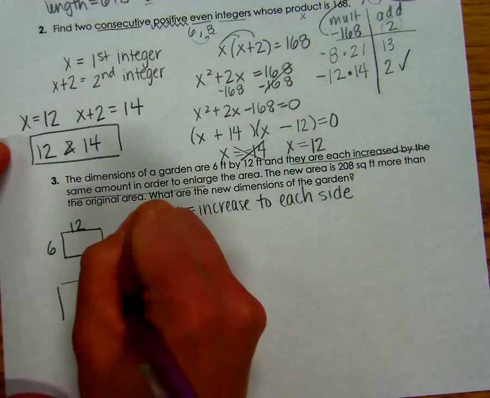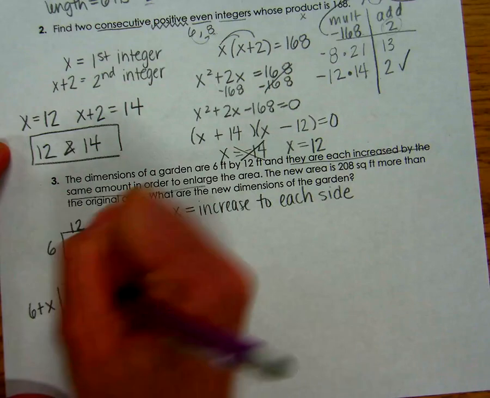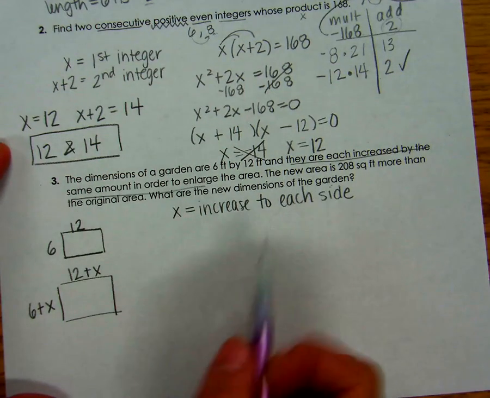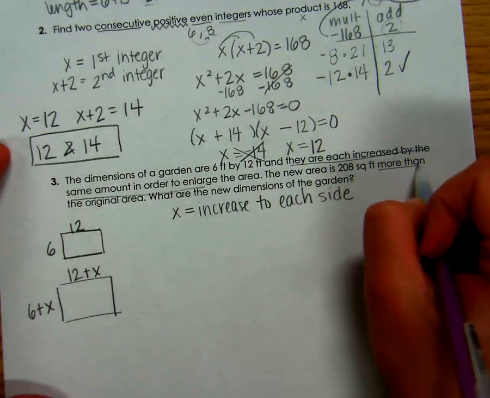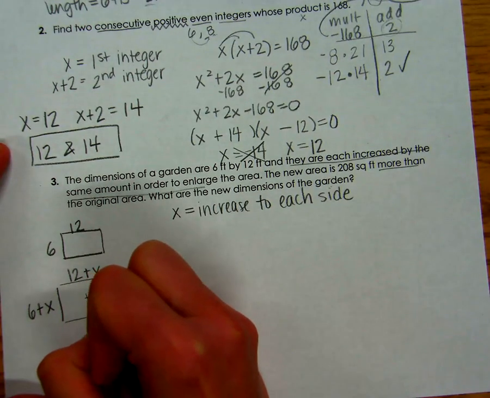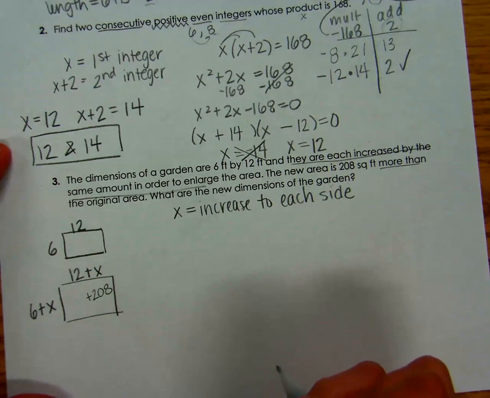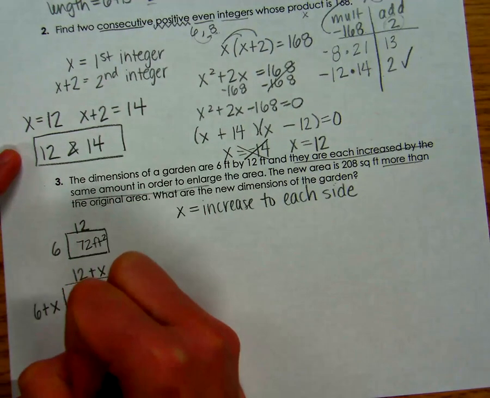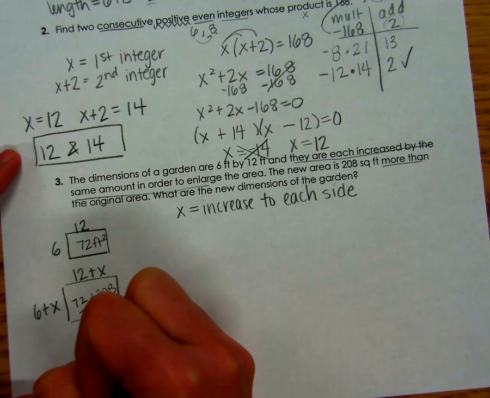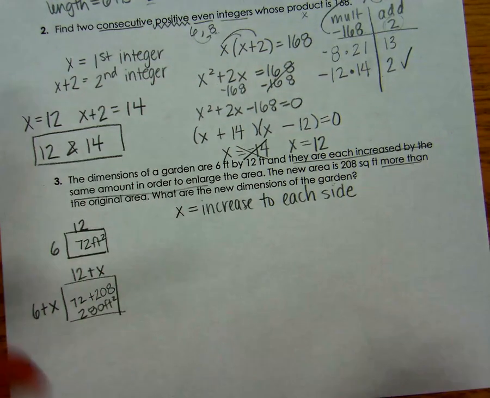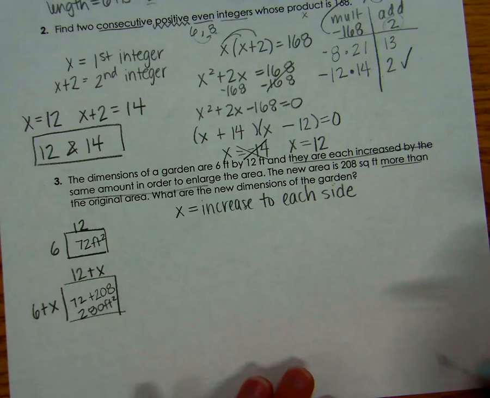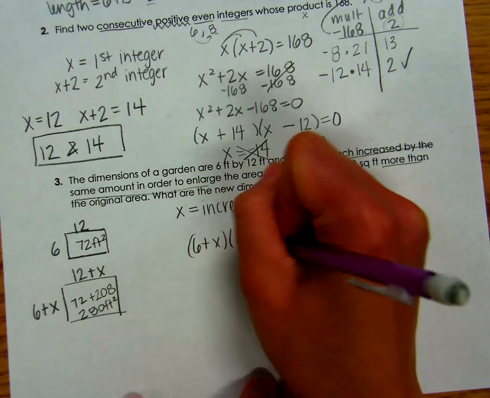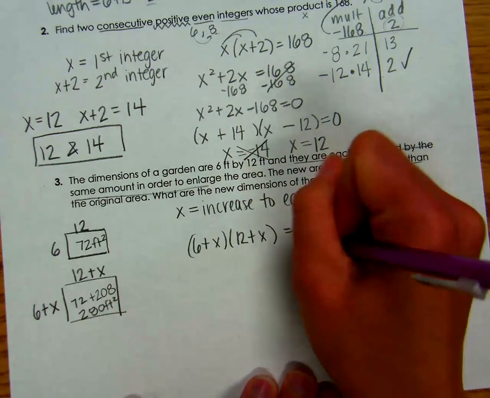I'm going to redraw it. So I know I did 6 plus x, and then I'm going to do 12 plus x. I know the new area is 208 feet more than, so unfortunately I need to figure out what was the old area. They didn't give that to me explicitly, but we can figure it out just by multiplying. So I have 72 plus 208, so I have 280 feet squared. Length times width to find the area of any rectangle, and that had to equal 280.